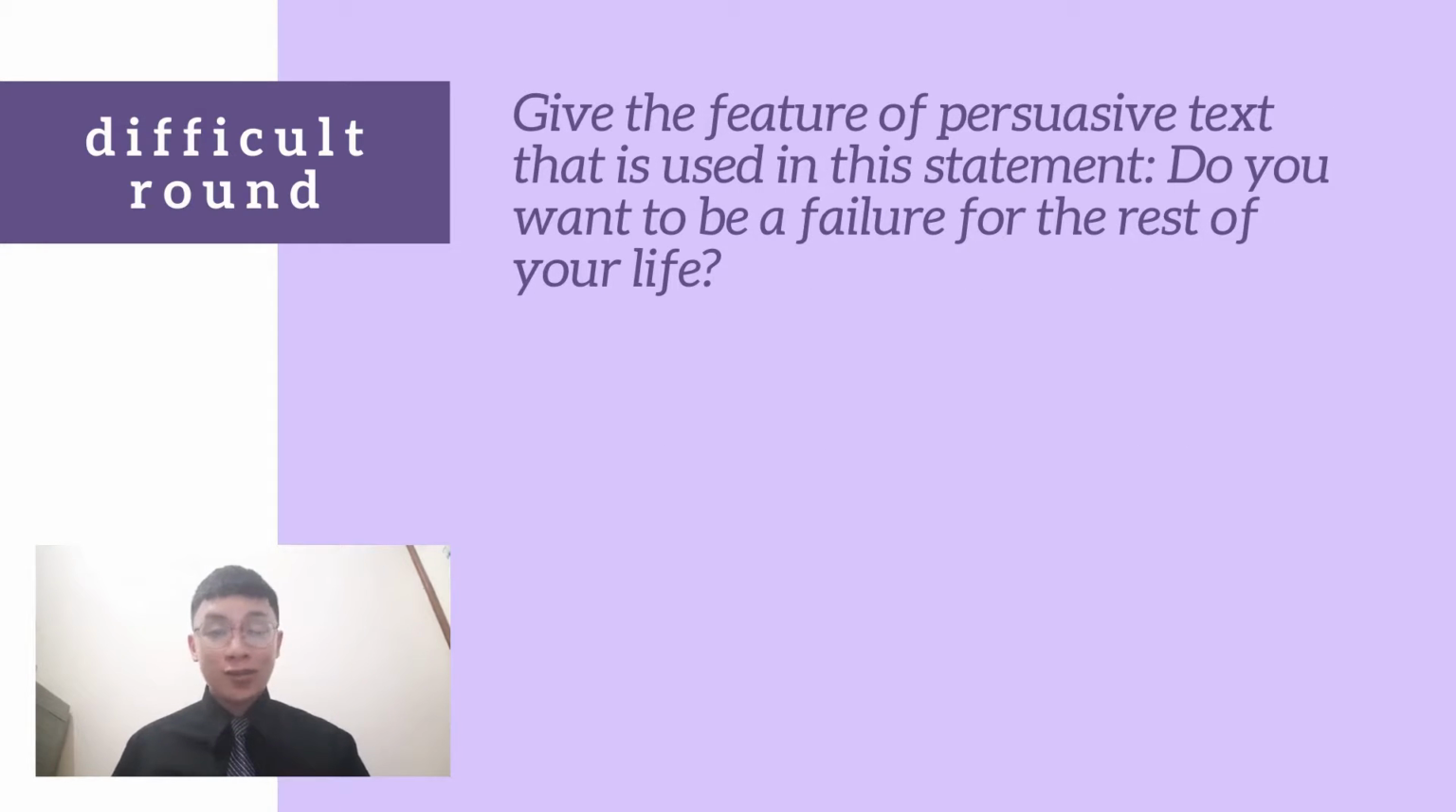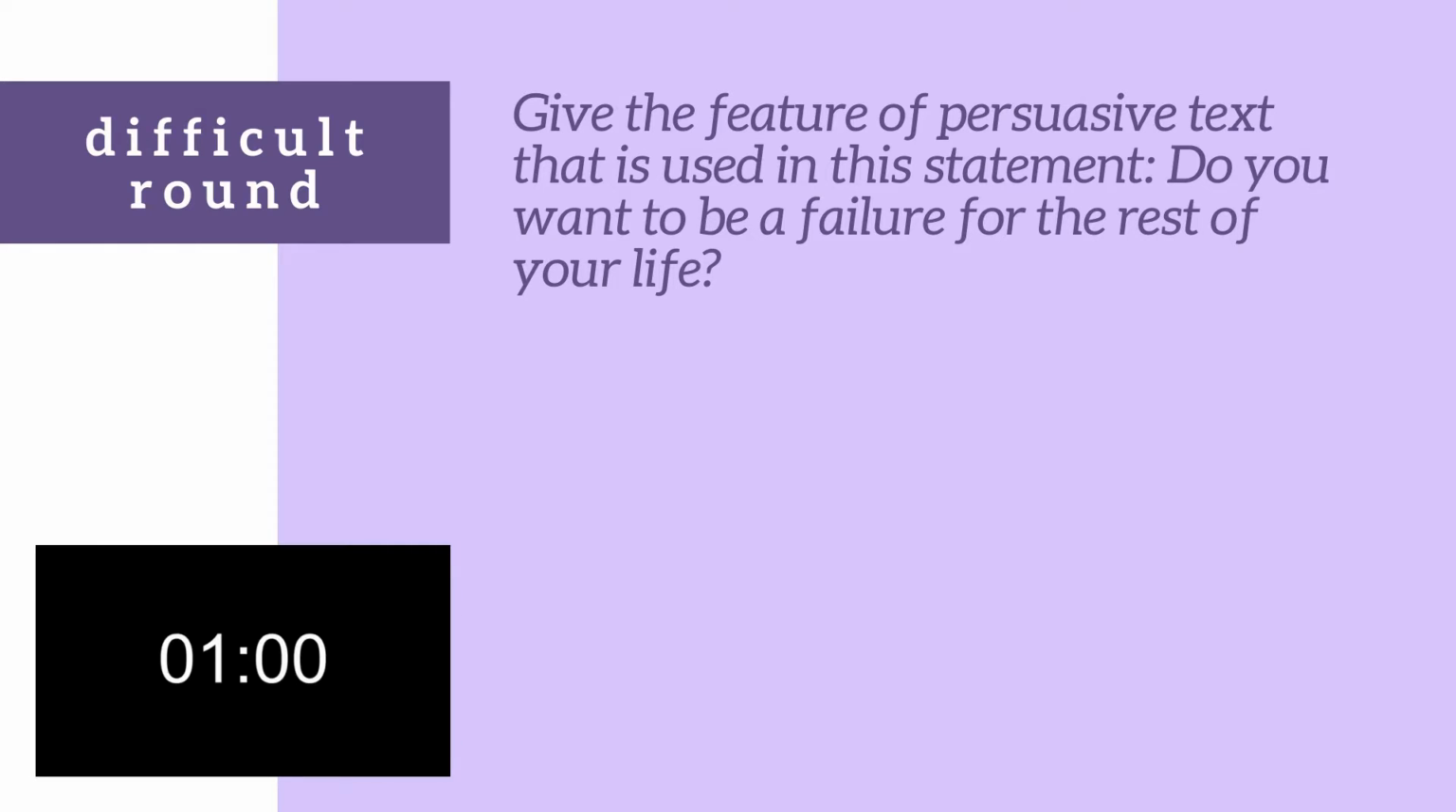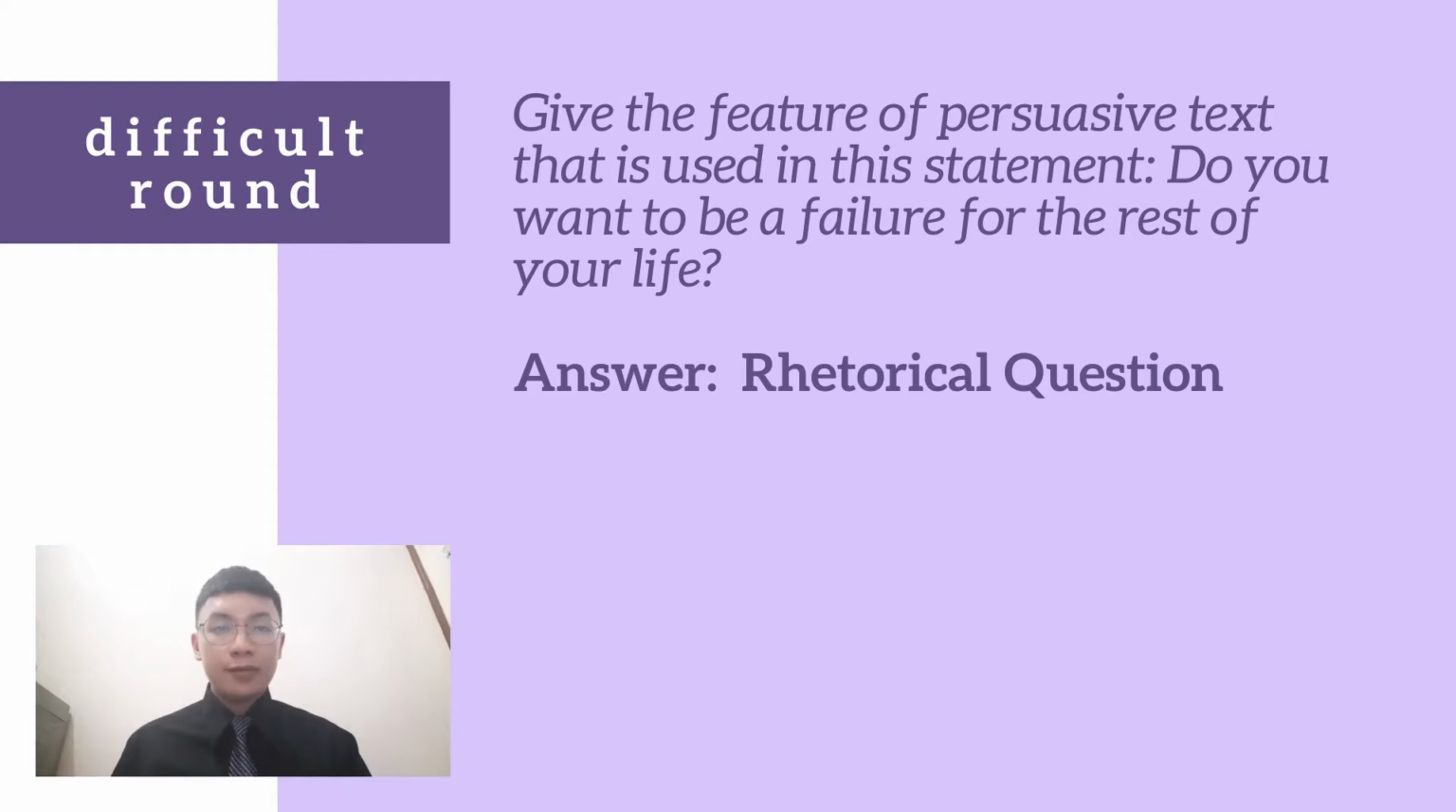And the last question. Give the feature of persuasive text that is used in this statement. Do you want to be a failure for the rest of your life? The answer is rhetorical question. Okay, so let us look at your scores. Oh, so Group 6 and Group 2 are in a tie.